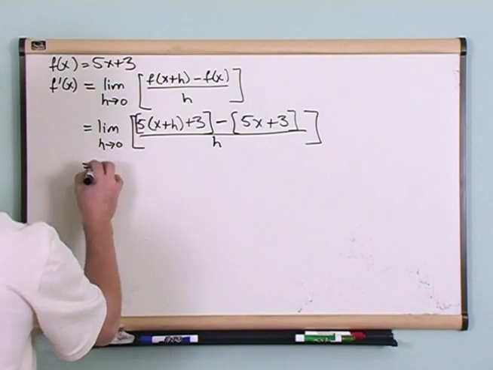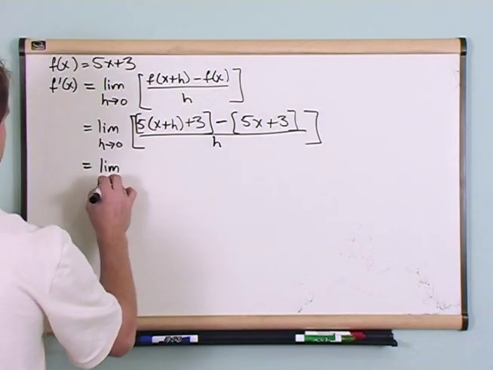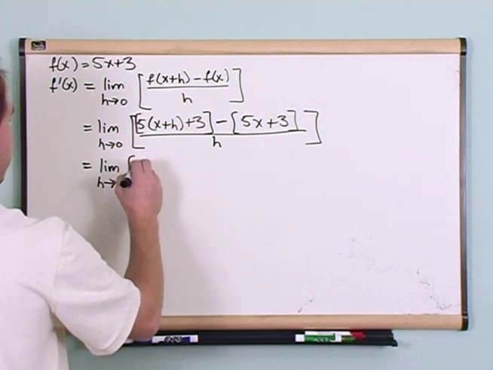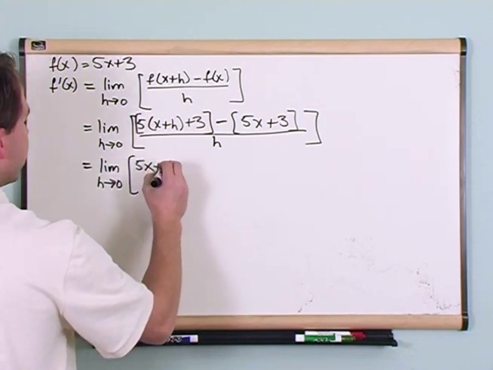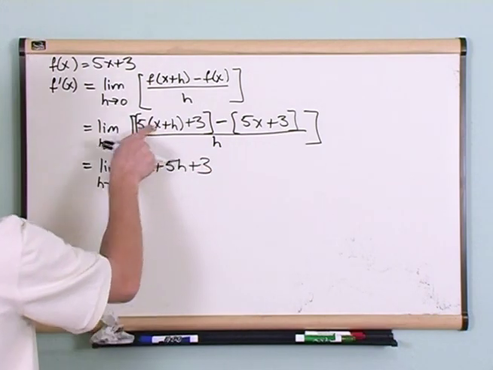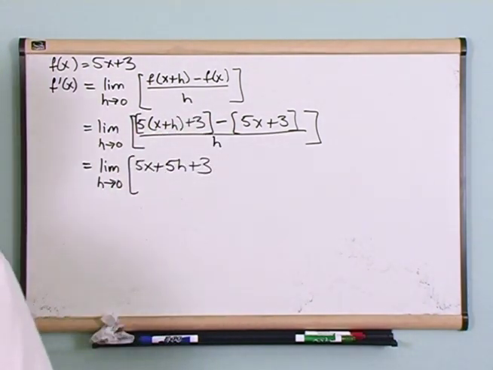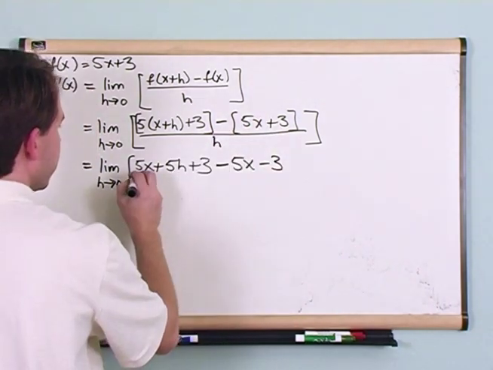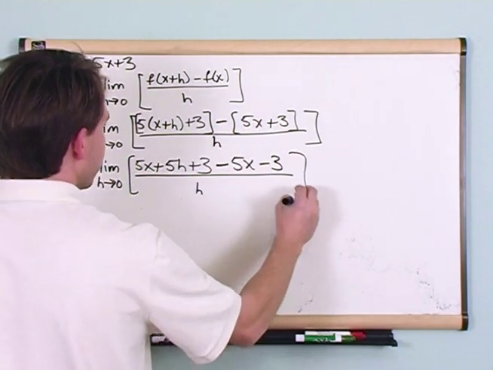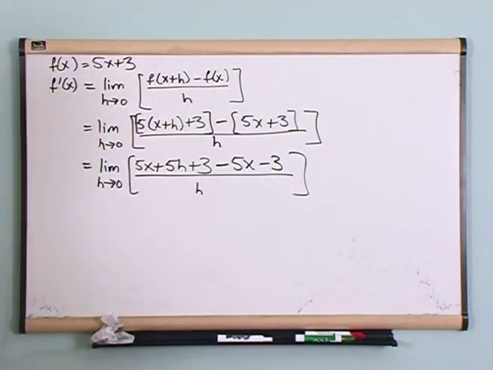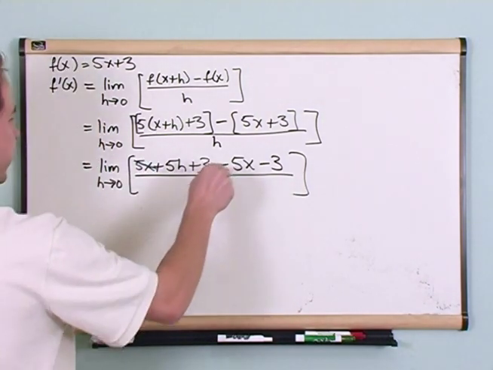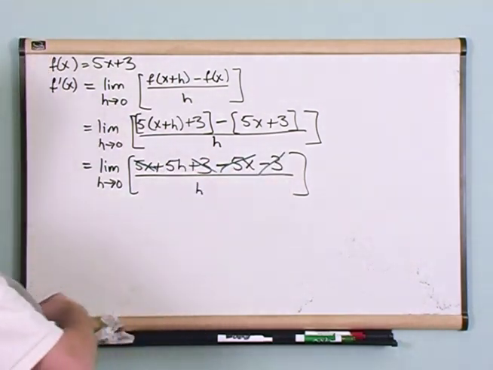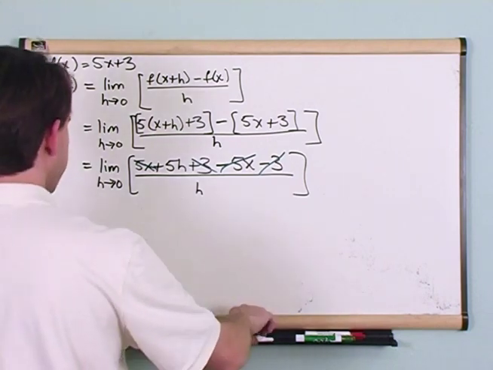So let's simplify this. And I think you'll see that some stuff will cancel, hopefully, and we'll be okay. Let's expand this. This is 5x plus 5h plus 3. Distribute the 5 in. That's all we did here. Minus 5x minus 3. Just distribute the negative 1 in, and again, it's all over h. Okay? So you can see right away the 5x cancels with the negative 5x. The 3 cancels with the negative 3. So that fortunately worked out.